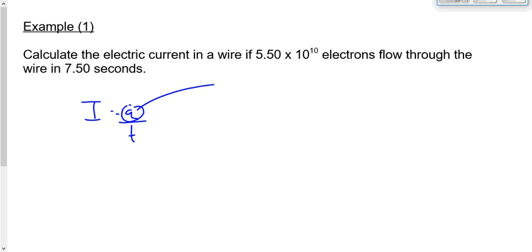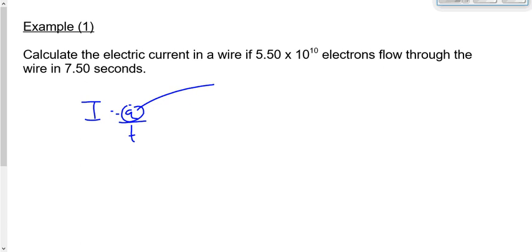What's the charge equal to? It's not 5 times 10 to the 10. If we have one electron that has a charge of 1.6 times 10 to the minus 19 coulombs, and we have 2 electrons, well, then we double that to get the amount of charge, right? 2 times 1.6 times 10 to the minus 19.